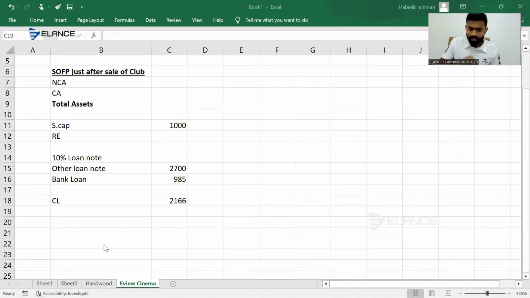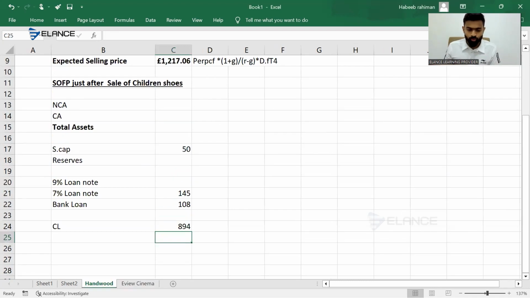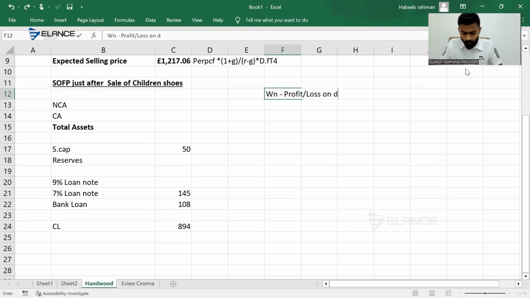Now again, I'm jumping back to the children's shoes. First of all, we have to calculate profit or loss on disposal as a working note. If this is not directly given, we need to calculate it in a working note: profit or loss on disposal of children's shoes.